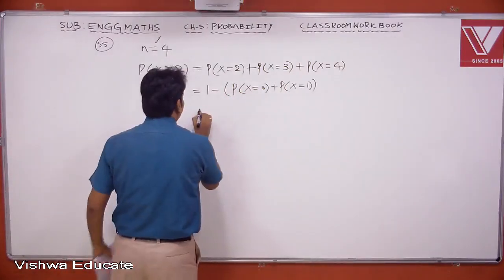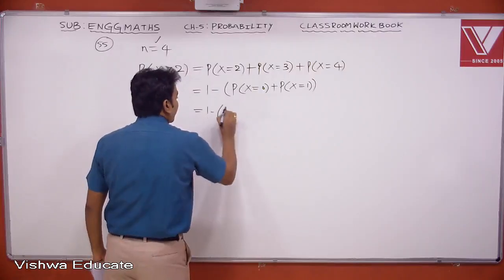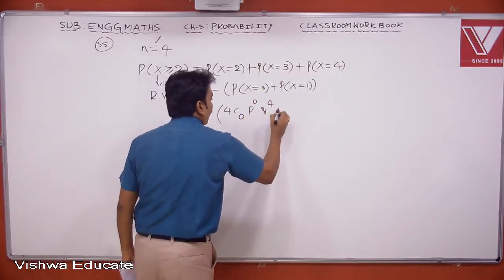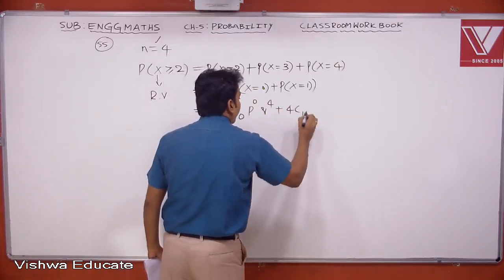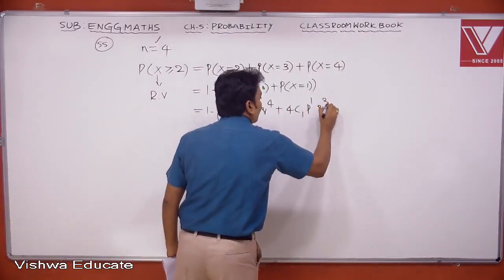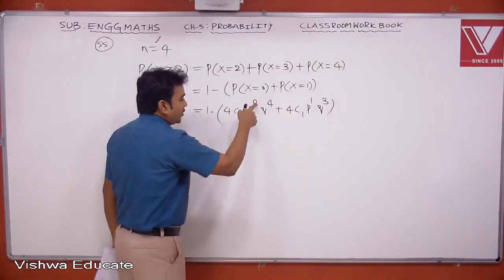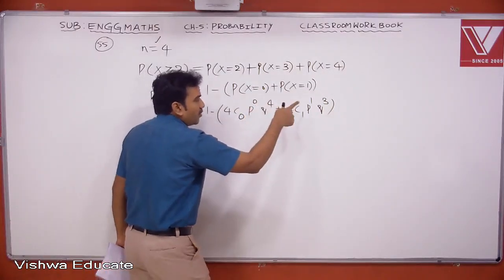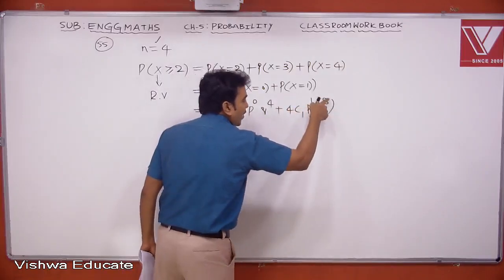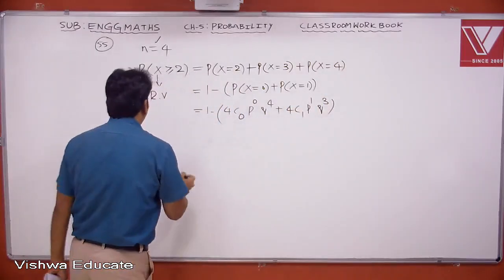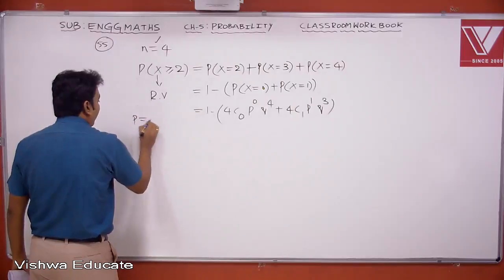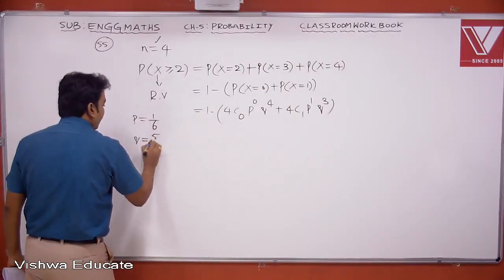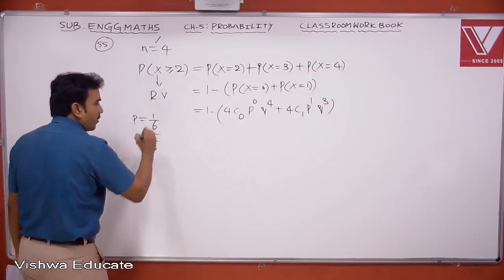Now let us see, this is 1 minus of 4C0 into p power 0 into q power 4, plus 4C1 into p power 1 into q power 3. That means we are getting 6 zero times and non-6 four times, and 6 one time and non-6 three times. Here we know the values: p is the probability of getting 6, it is 1 by 6. q is the probability of not getting 6, so this is 1 minus p, it is 5 by 6.